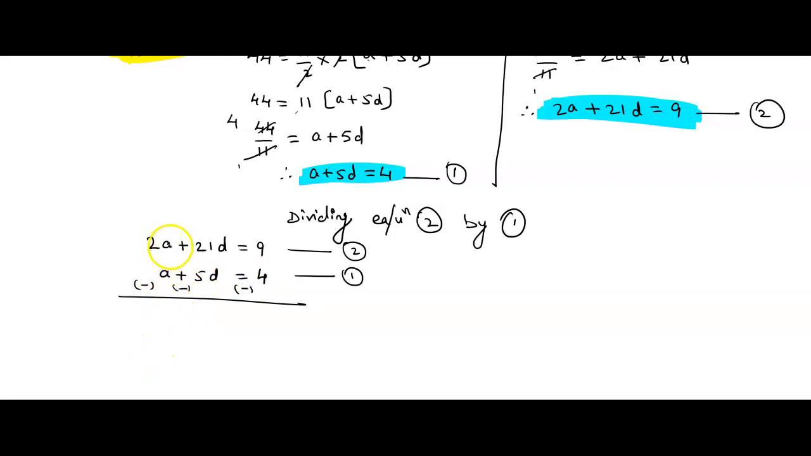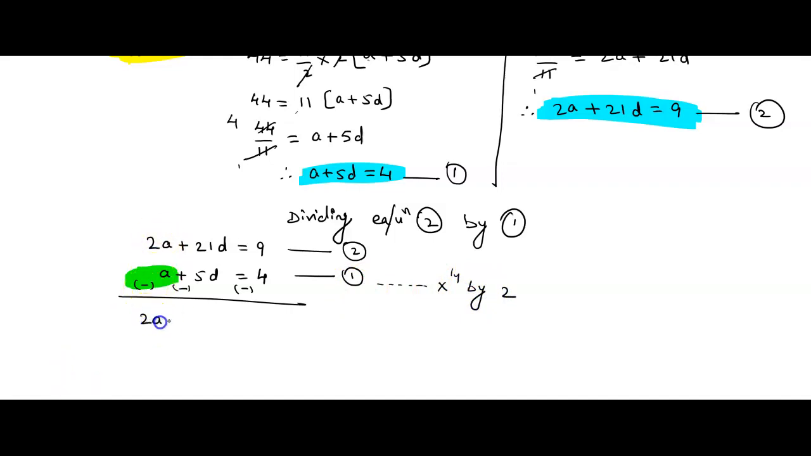Now in 2a, can we subtract a? No. In 2a and a, both a should get cancelled or d should get cancelled. But here a and d both are not getting cancelled. Now here you have to choose who is alone. Alone is a. Can you see this? Yes. So what I will do, I will multiply this equation 1 by 2 because I want to make 2a and 2a common.